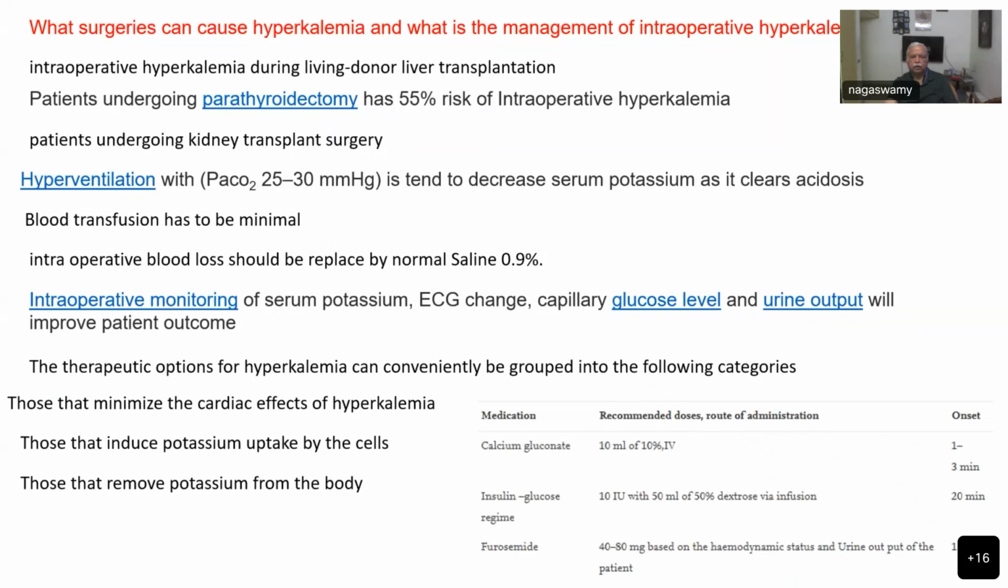So the immediate urgent use is calcium gluconate 10 ml of 10%, and the onset of action is within 1 to 3 minutes. And insulin glucose infusion, 10 units in 50 ml of 50% dextrose as the infusion. Action comes in 20 minutes. And furosemide 40 to 80 milligrams, but you must make sure that the hemodynamic status is normal and the urine output is present. Then the onset of action is in 15 minutes.